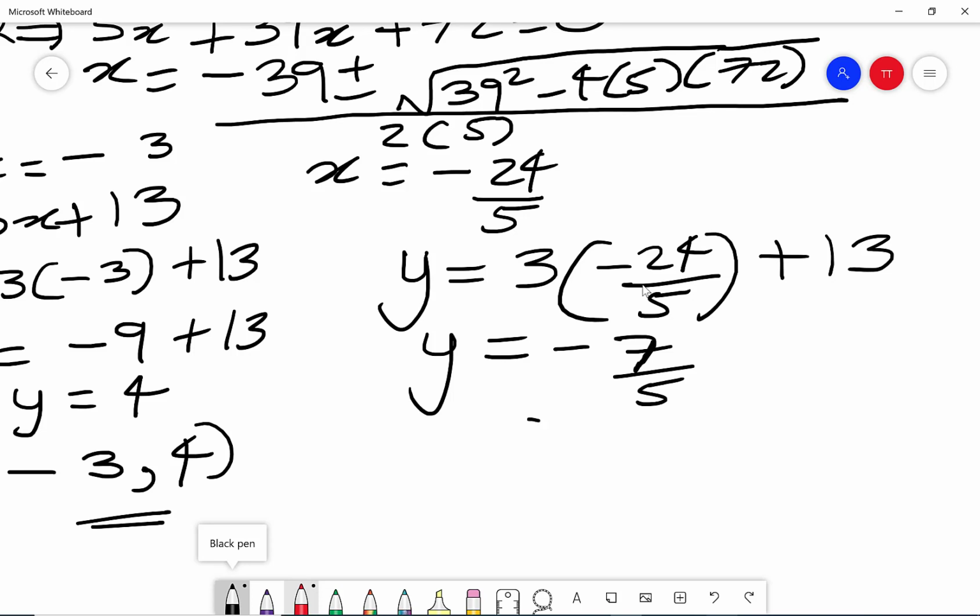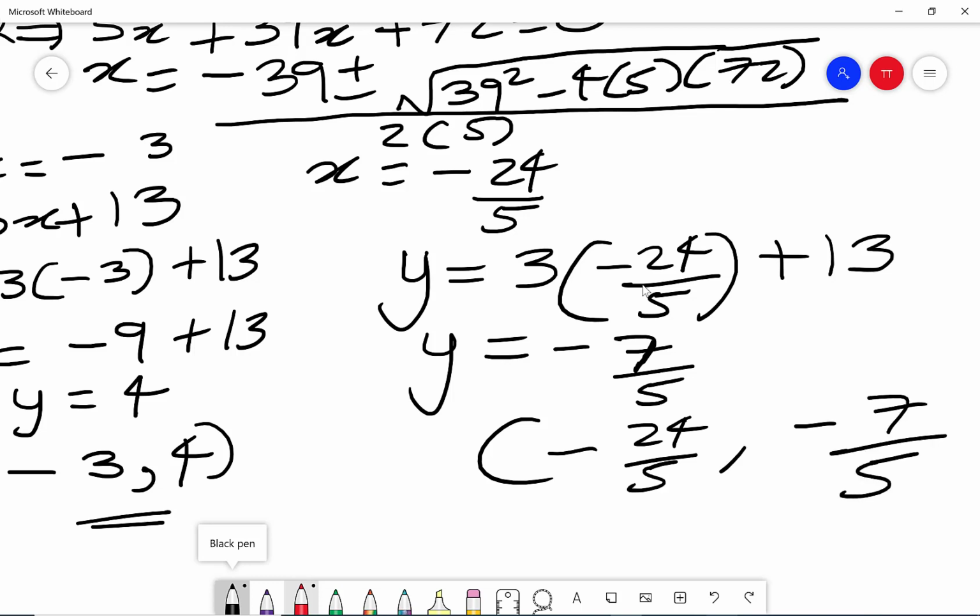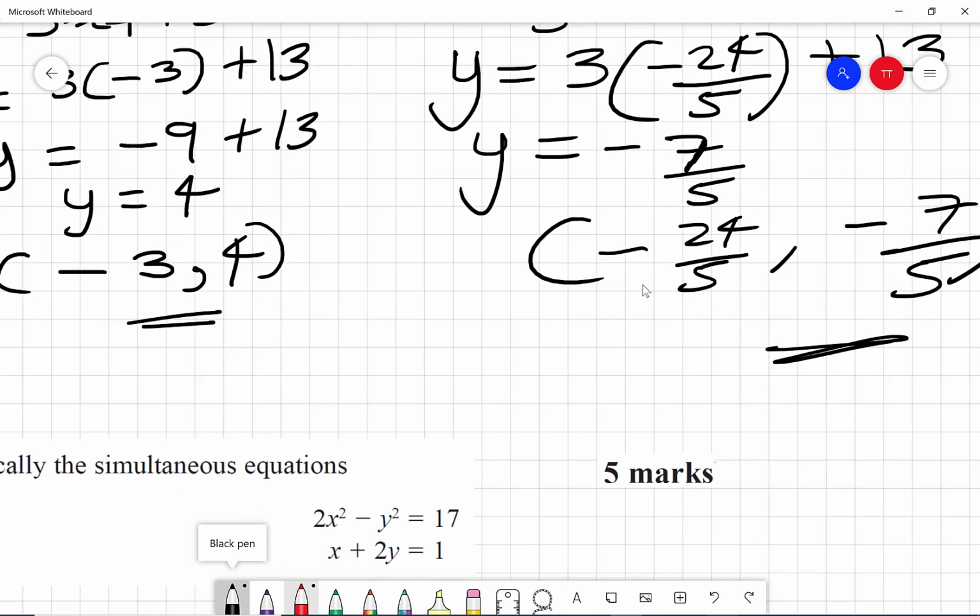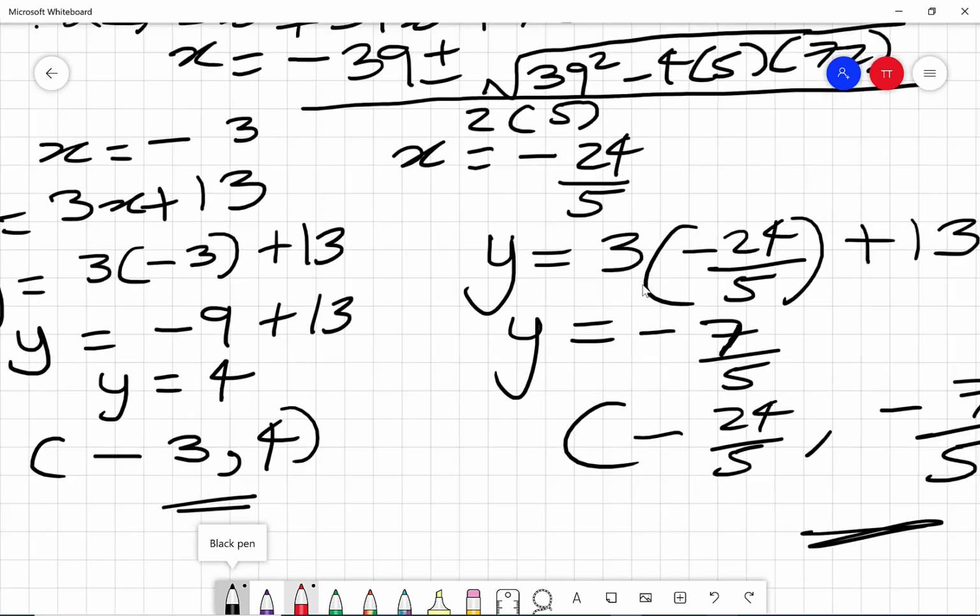So that coordinate is minus 24 over 5, and then minus 7 over 5. And that's it. I've got my two solutions. That's how you write the two solutions there.